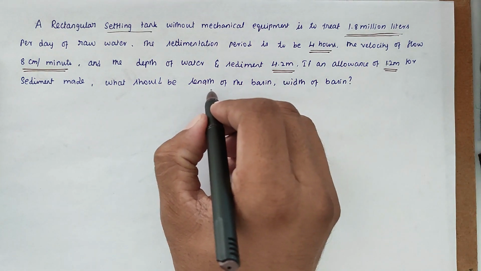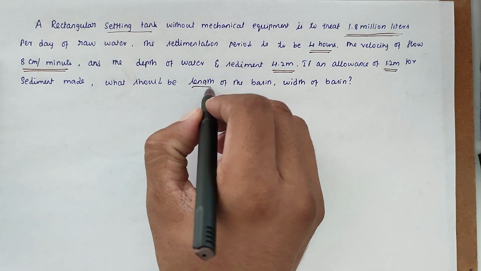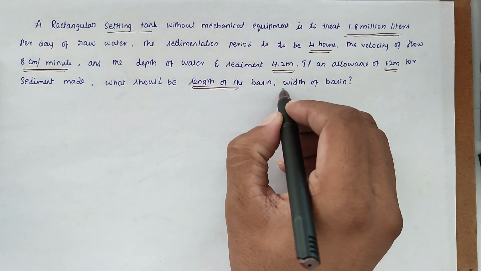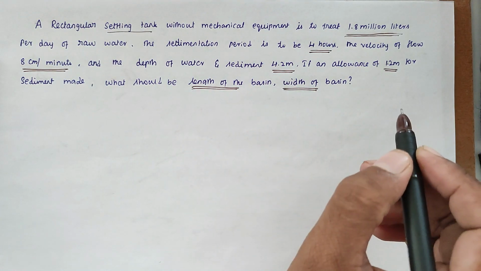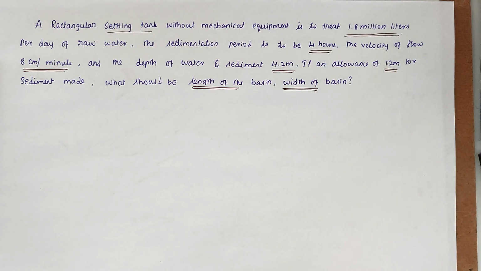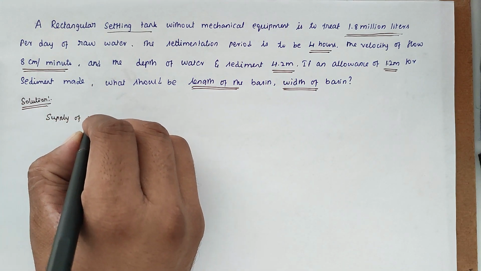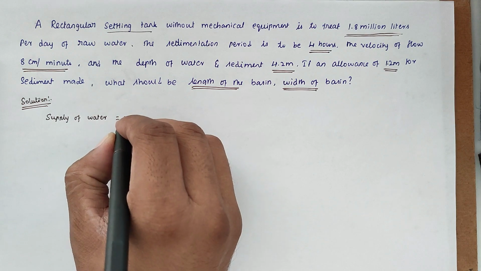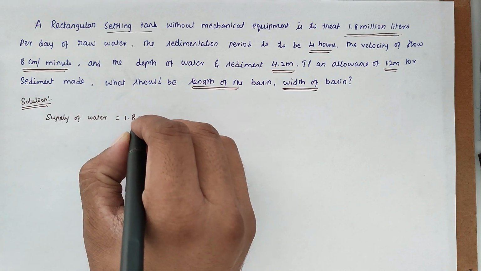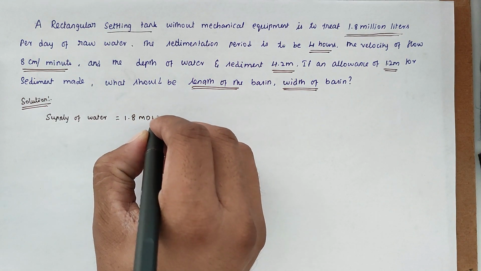So what should be the length and width of the basin? We have to find out the length and width of the sedimentation tank. First thing is the supply of water to the settling tank, which is 1.8 million liters per day.